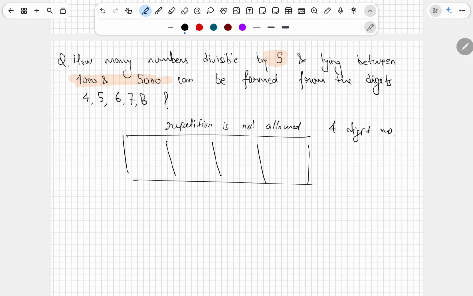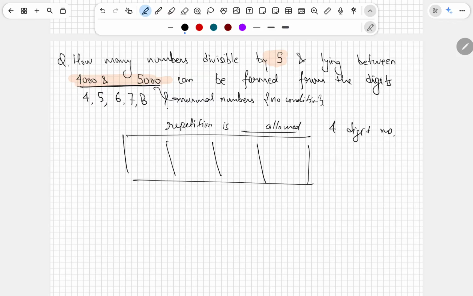No, I'm sorry. Repetition is allowed. Since the question says the number is lying between 4000 and 5000, we are talking about normal numbers. There is no condition. And since there is no condition in the question, repetition is allowed.